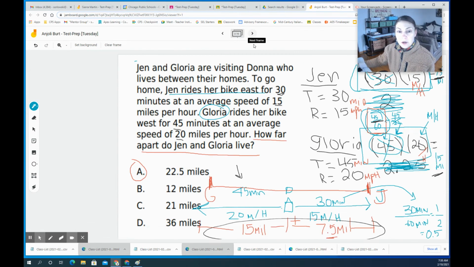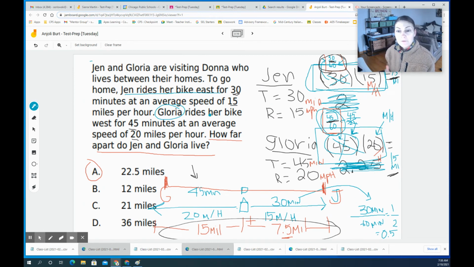So for number 2, we've got a scenario here that says Jen and Gloria are visiting Donna, who lives between their homes. Oh, I love a picture. Who lives between their homes. Now, I didn't know this visual yet until I read that second sentence. To go home, Jen rides her bike east for 30 minutes at an average speed of 15 miles per hour.